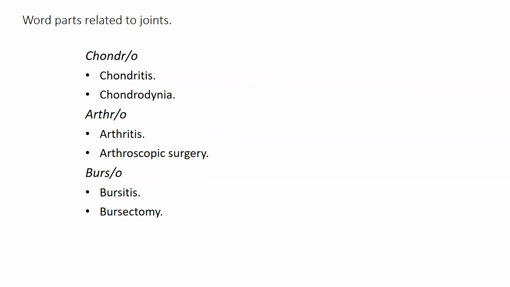So here are some more word parts related to joints. Chondro means cartilage. So if the cartilage is inflamed, you have an inflammation, it's chondritis. If it hurts, you've got chondrodynia. Arthro means joint. So inflammation of a joint, for whatever reason, is arthritis. There are lots of different kinds of arthritis. Or maybe you need arthroscopic surgery. That's where they actually open you up to look at your joint.